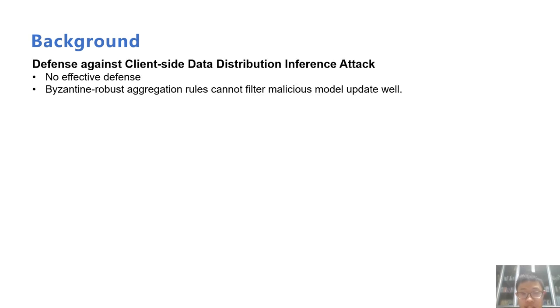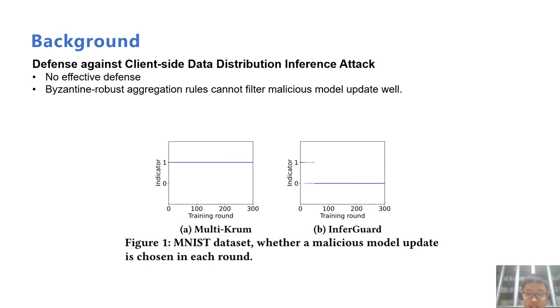There is no effective defense against this attack. We also find that present robust aggregation rules cannot filter malicious model updates well. This feature shows whether the malicious model update is aggregated in each global round. The indicator is 1 if the malicious model update is mistakenly aggregated. We can find that Multi-Krum fails to filter malicious model updates in almost every global round, while our proposed InfoGuard works well after the attacker starts to attack at the 50th global round.